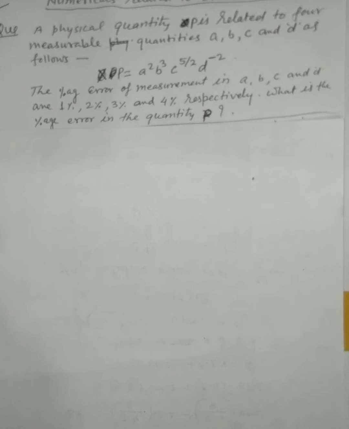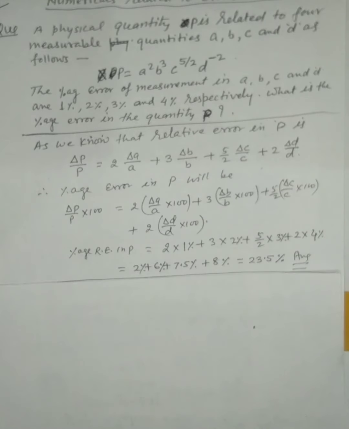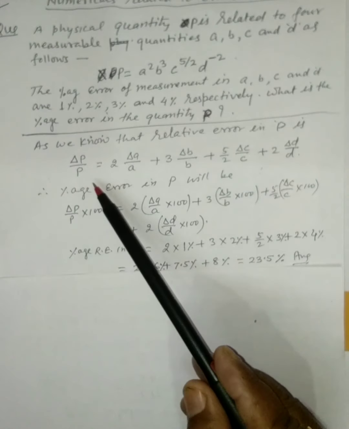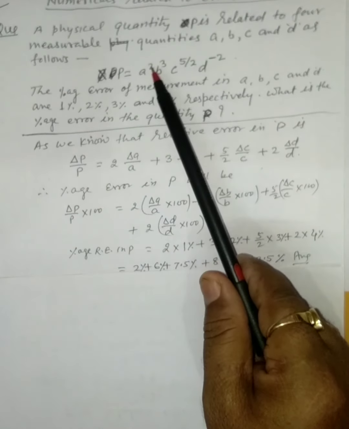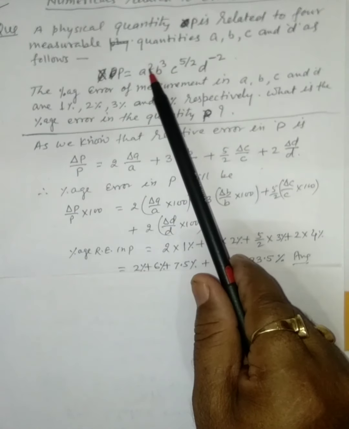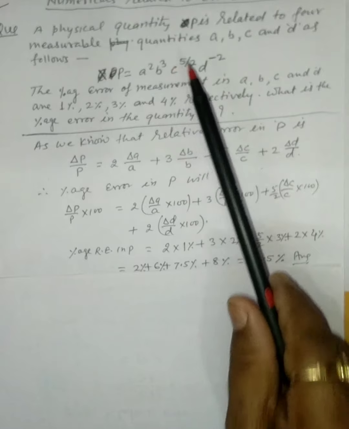So in this question we have to calculate the total percentage error in quantity P, which depends on A, B, C and D as given in the relation. So here is the solution. According to the definition of relative error, we know that the relative error in the physical quantity P is given by delta P by P is equal to, here the power, as we know, the power of the physical quantity gets multiplied in the relative error.